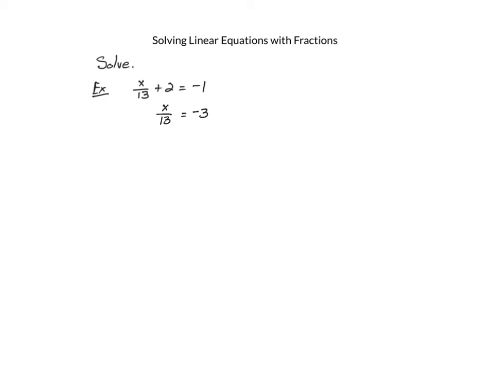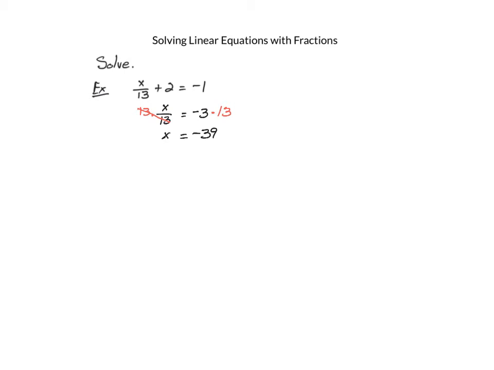And then we have an x divided by 13. So to undo that division by 13, we're going to multiply by 13. And of course, that means we need to multiply both sides by 13. So the 13's cancel, and we have x equals negative 39.